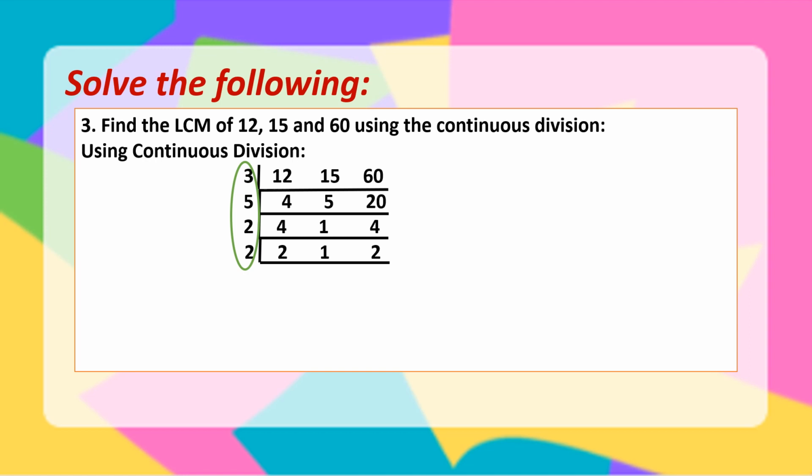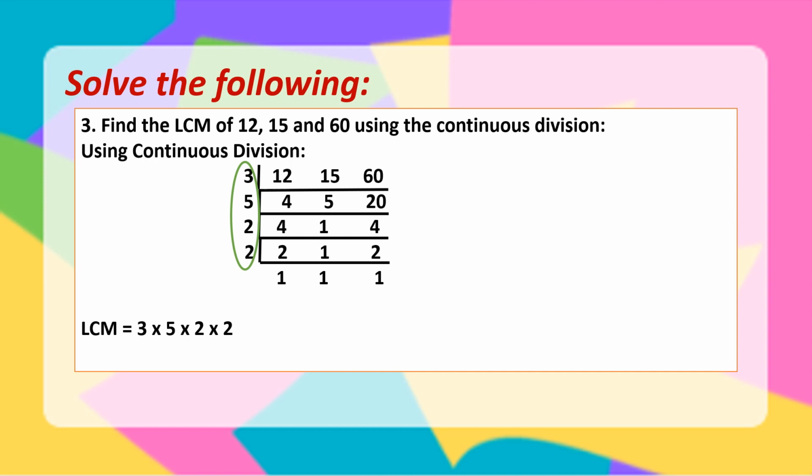Now, we need to make all the numbers below to be all 1. So, let's divide by 2. So, 2 divided by 2 is 1. 1 divided by 2 cannot be, so bring it down. And 2 divided by 2 is 1.